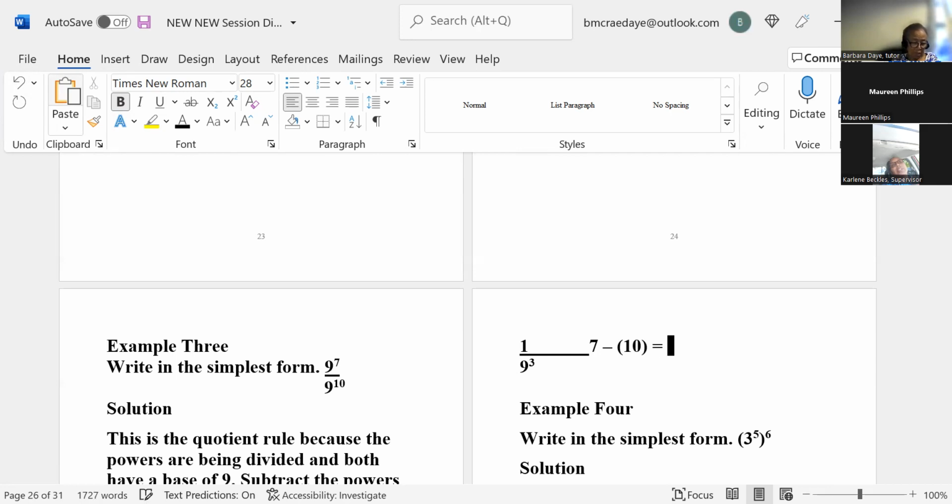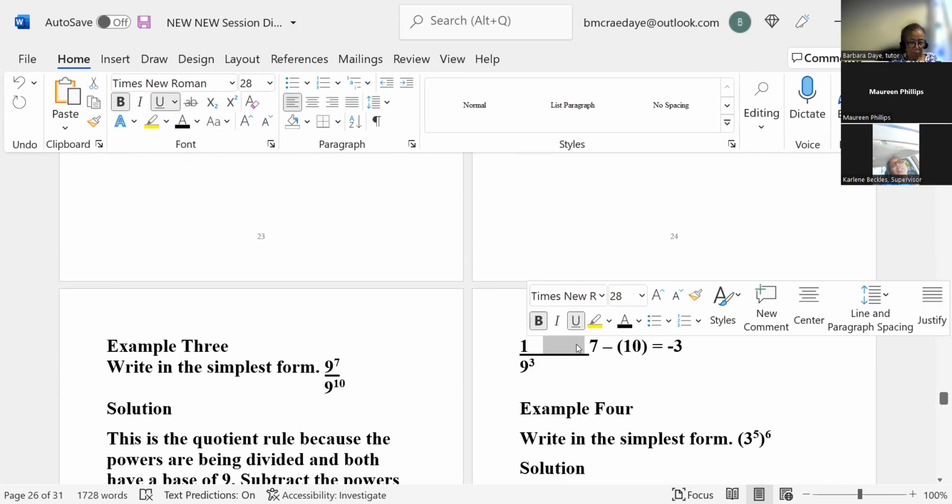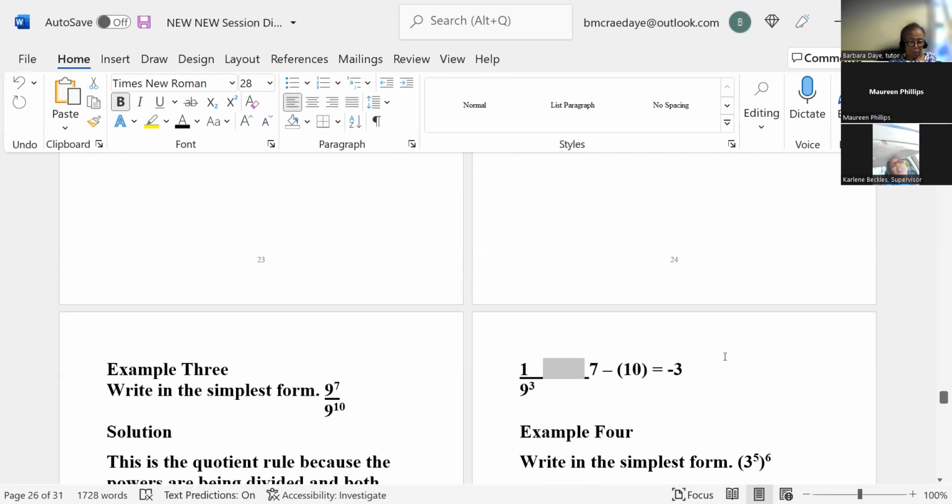Okay, 7 minus 10 is a minus 3. So that would be 7. 7 minus 10, 9 over 9 is 1. So 7 minus 10 would be a minus 3. So let me just see. So 1 over 9 to the minus 3.